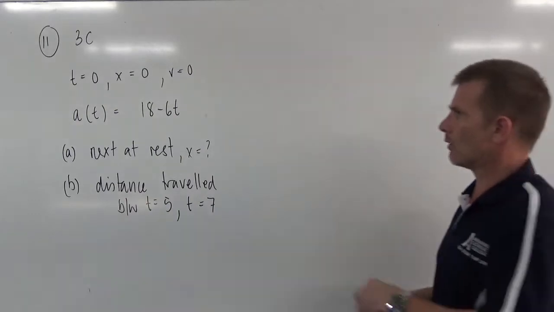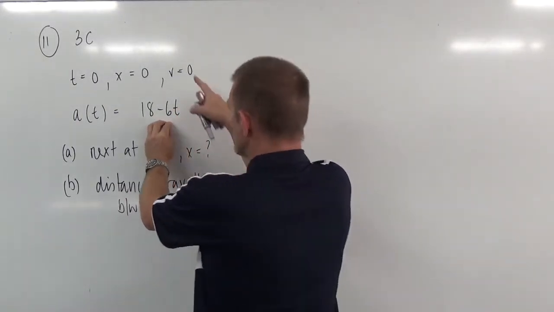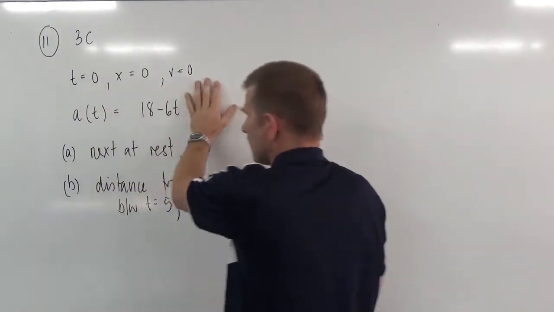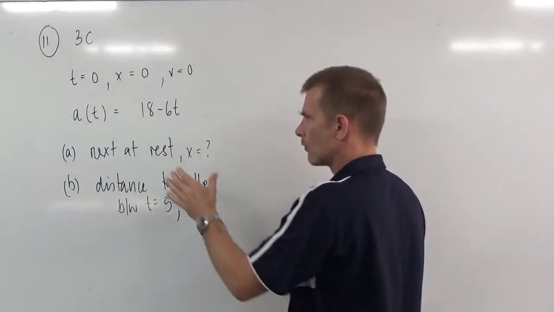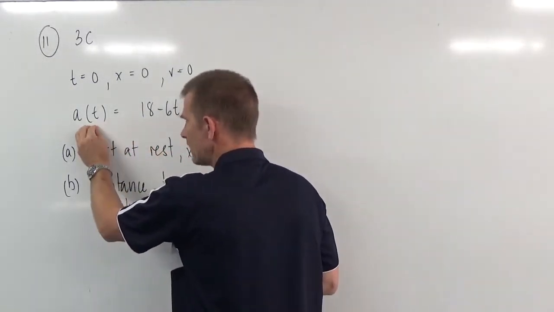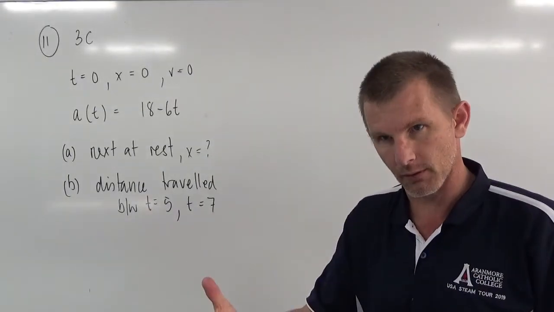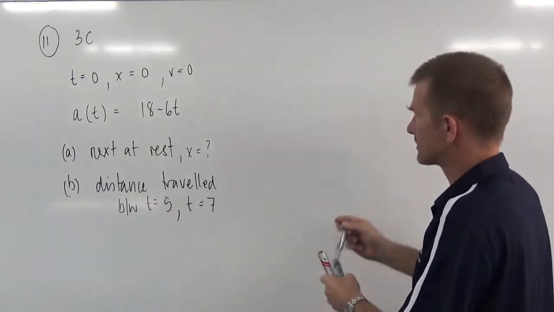So what are we going to do? Well, I think what we're going to have to do is integrate this one, use this and this, which will tell me that the plus c part is going to be 0. That will then give me a formula for velocity, and from that formula of velocity I'll be able to let that equal 0 and find the next time that it is at rest. Let's see how we go.